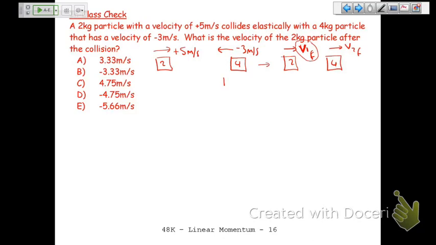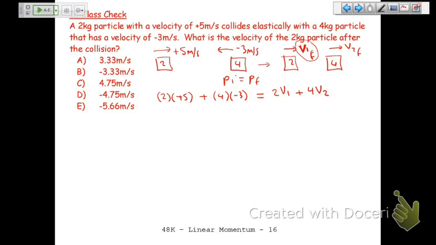First part is momentum before is equal to the momentum afterwards. So then I come down here and I go 2 times plus 5 added to 4 times minus 3 is equal to 2V1, I forget the final, plus 4V2.